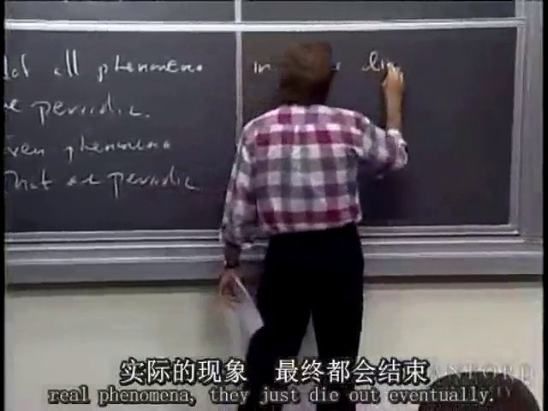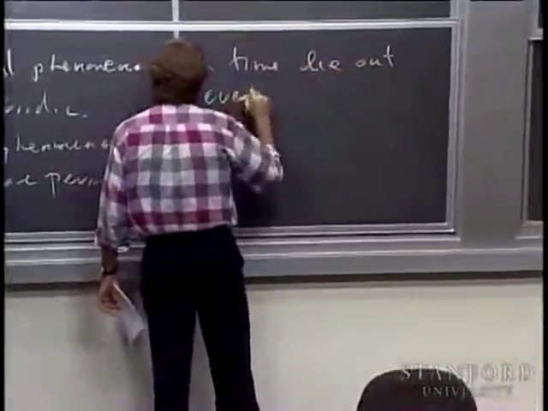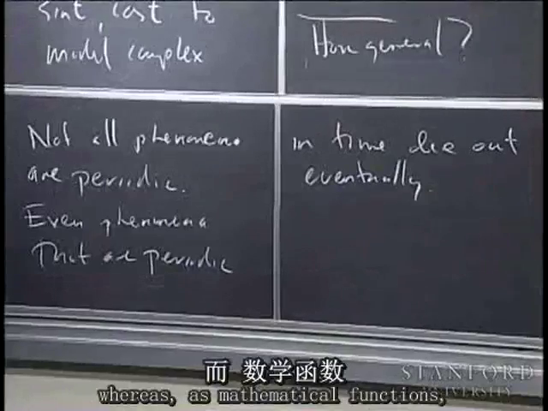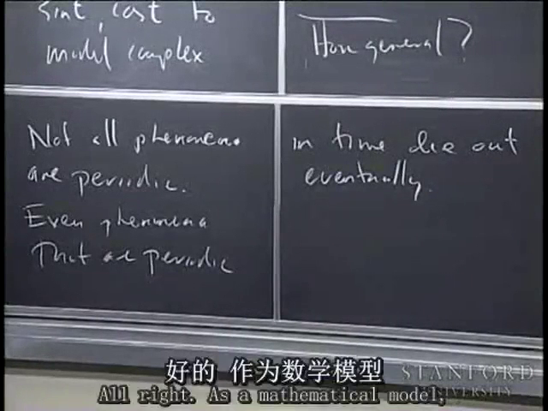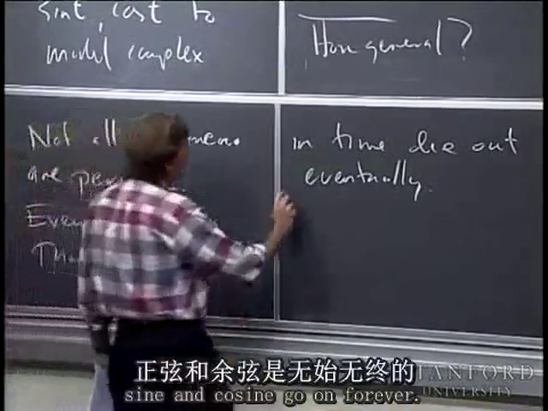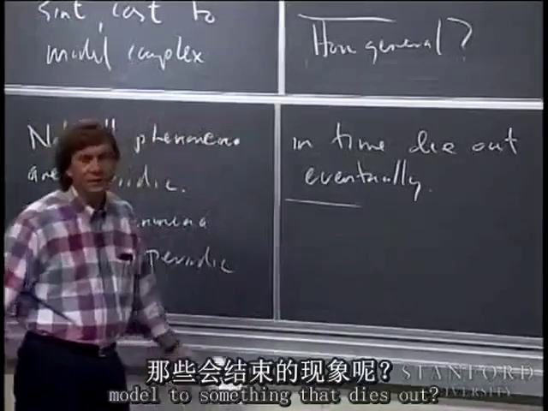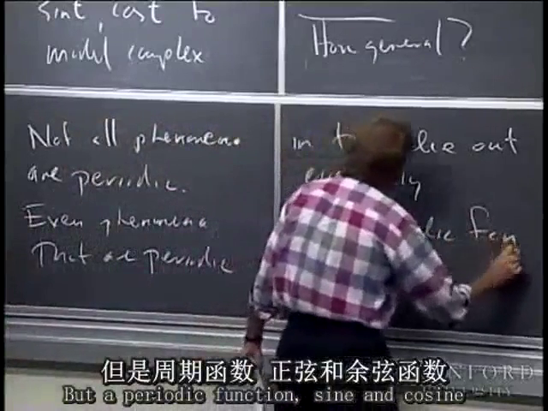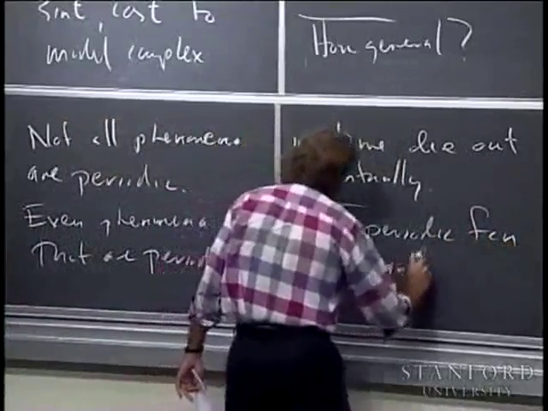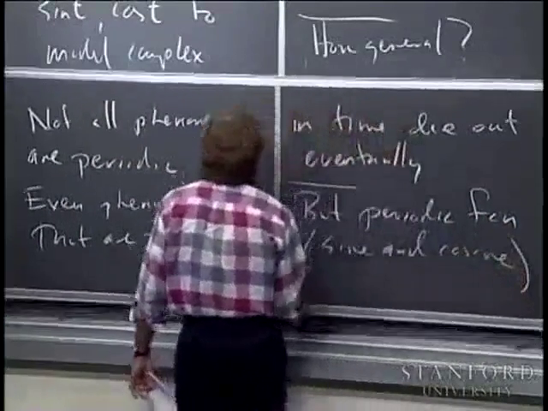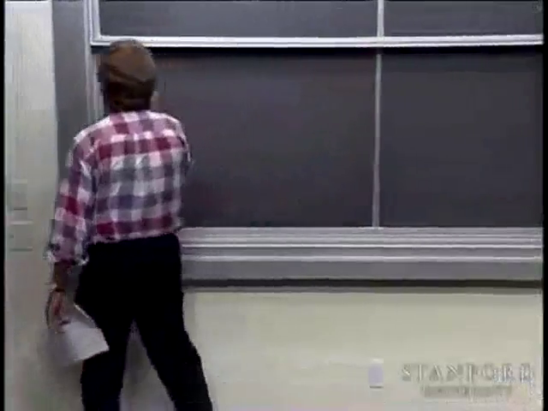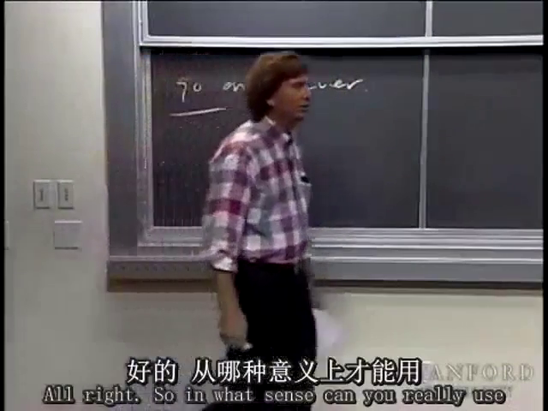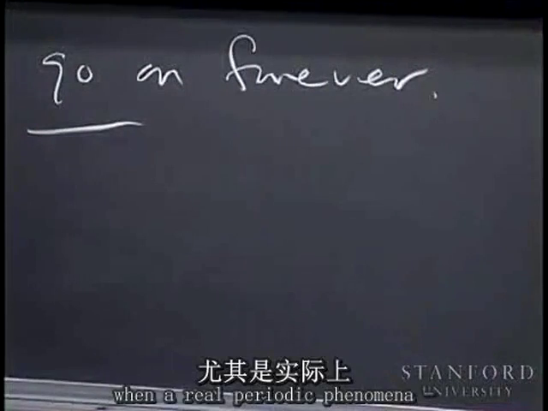Real phenomena, that is, die out eventually. We only observe something over a finite period of time, whereas as mathematical functions, the sine and the cosine go on forever. As a mathematical model, sine and cosine go on forever. So how can they really be used to model something that dies out? A periodic function, sine and cosine, goes on forever, repeating over and over again. So in what sense can you really use sines and cosines to model periodic phenomena when a real periodic phenomenon dies out?